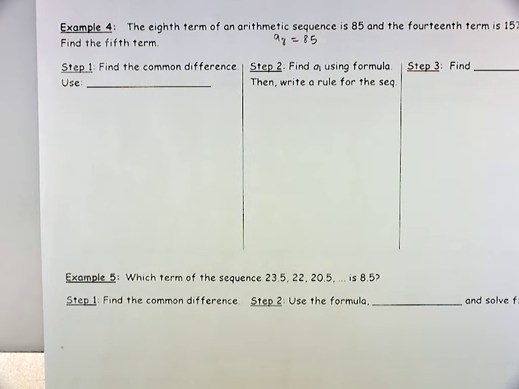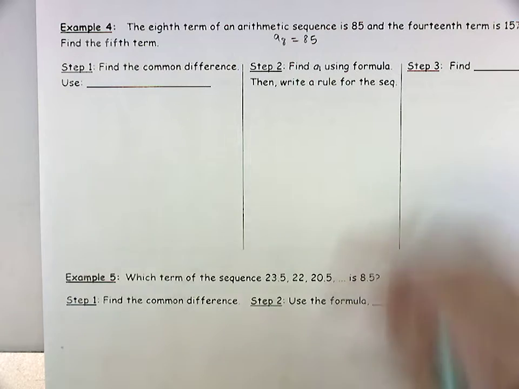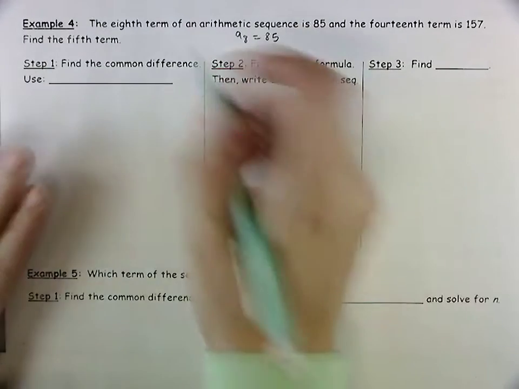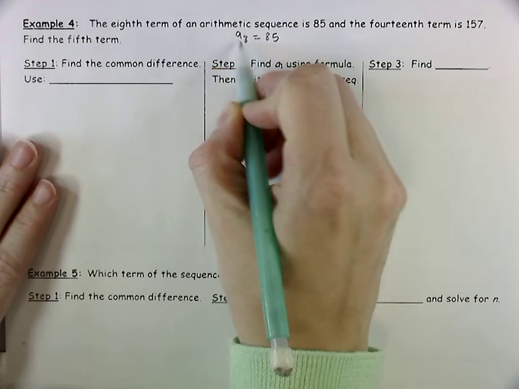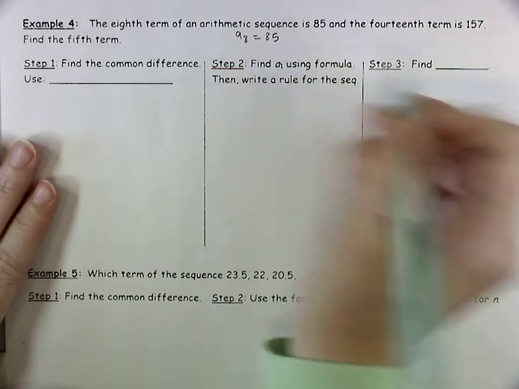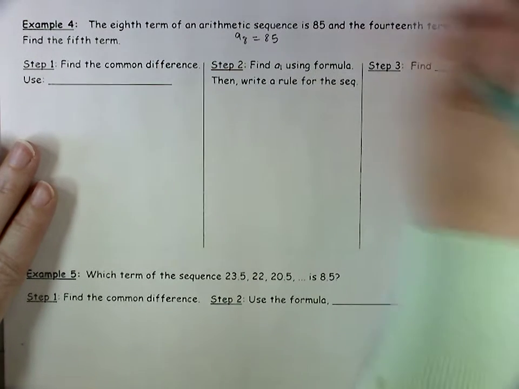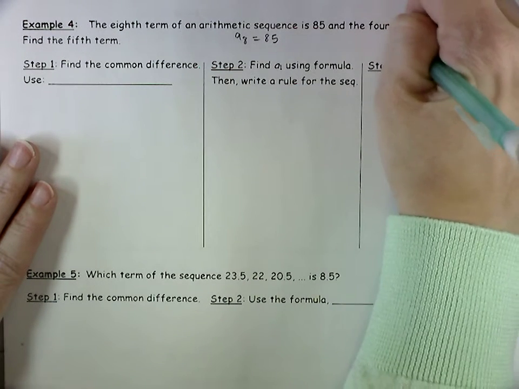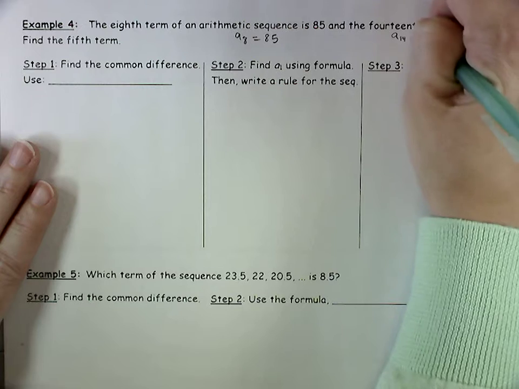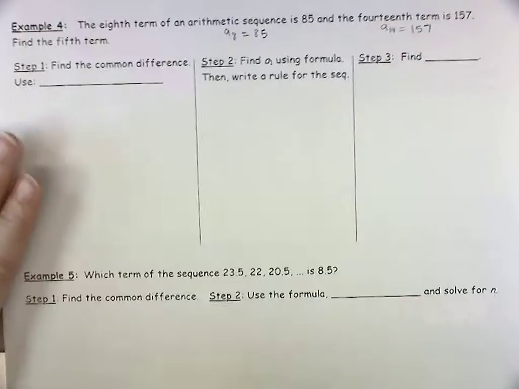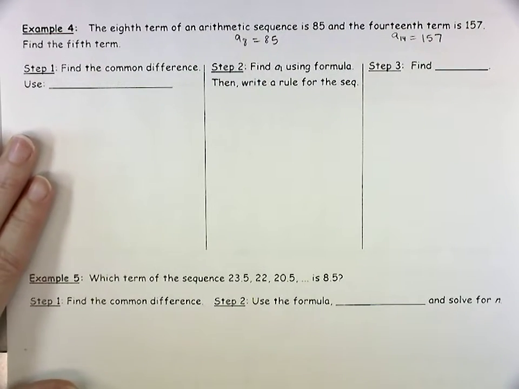Okay, so for example 4, it says the eighth term of an arithmetic sequence is 85, so a sub 8 equals 85, and the 14th term is 157. So a sub 14 is going to be 157. What we have to find is the fifth term.